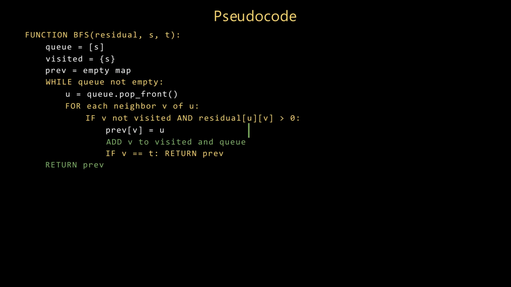The BFS helper only follows edges with positive residual capacity. That is why saturated edges disappear from the search. It stores previous of V equals U, meaning U is the previous node used to reach V. When T is found, that map reconstructs the shortest augmenting path by edge count.